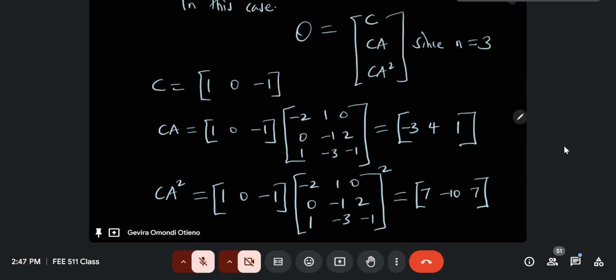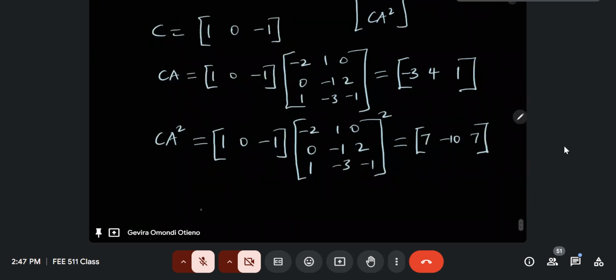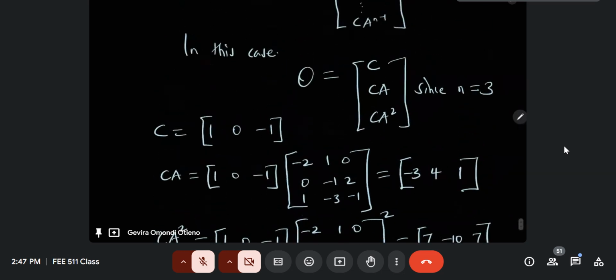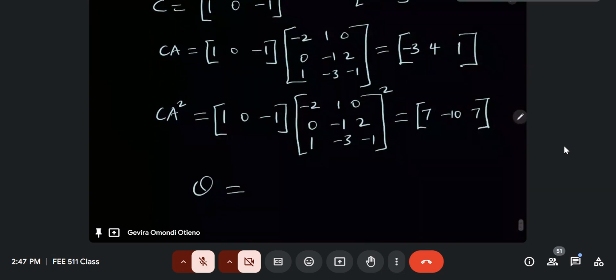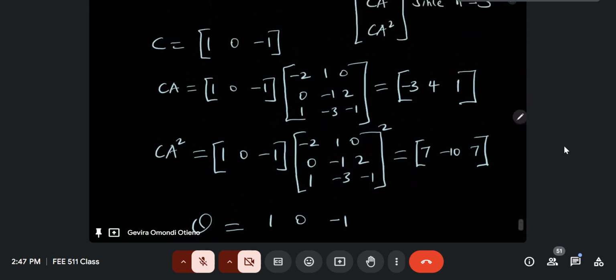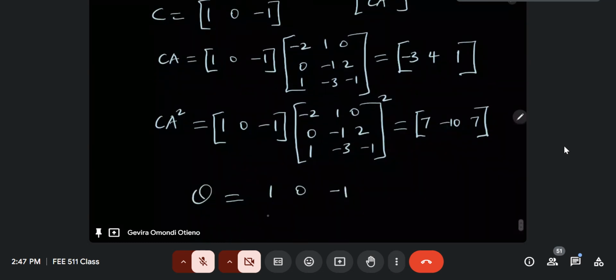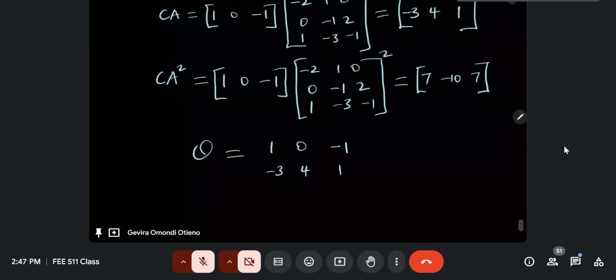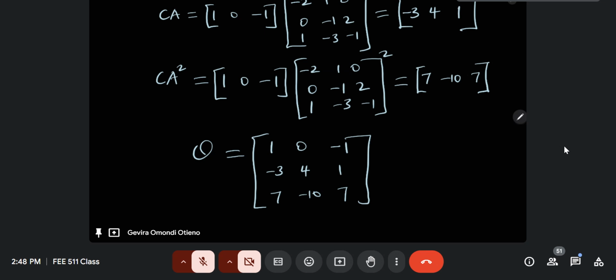Okay, so therefore the observability matrix O is going to be C, and C is 1, 0, minus 1. Then CA, which is minus 3, 4, and 1. And then CA squared, in my case, is going to be 7, minus 10, and 7. Again, you can clearly see that this is a 3 by 3 matrix, and so it is of full rank.